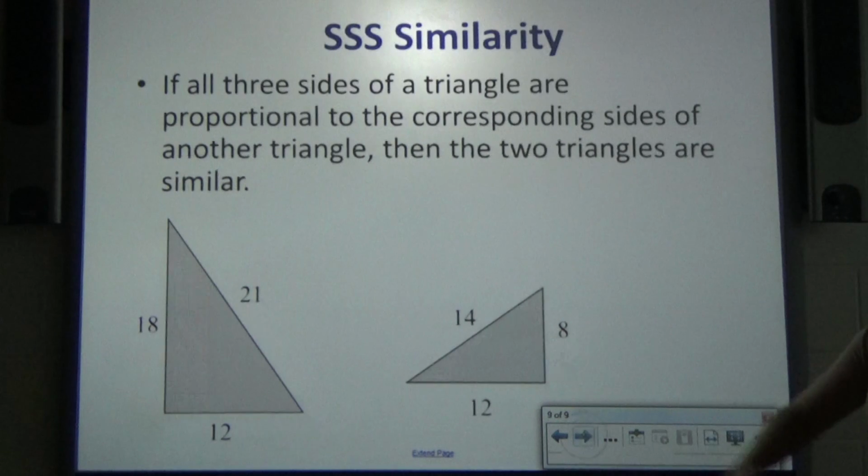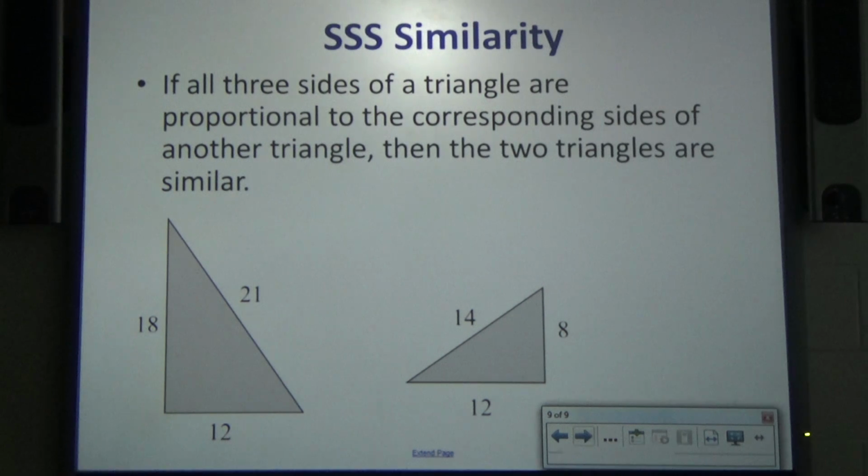And the last statement that I'm allowed to use is if I have information about the sides. If I have proportional sides from one triangle to another triangle that relate to each other or correspond to each other, and they create that same ratio or that same proportionality, then I can say that those triangles are similar.